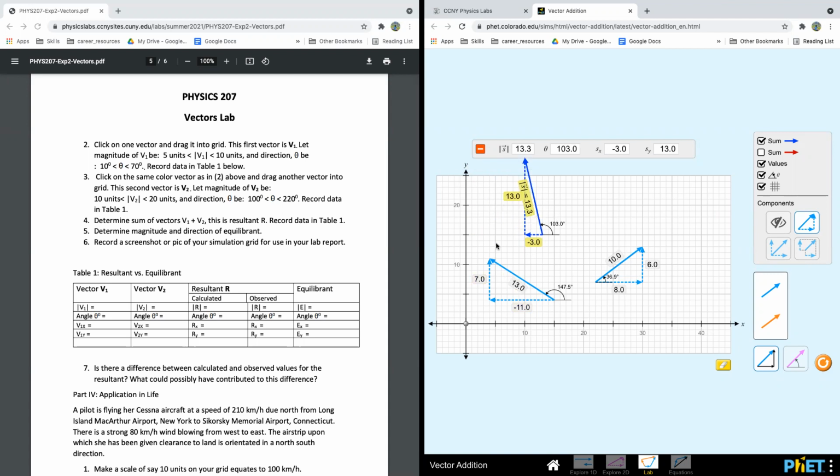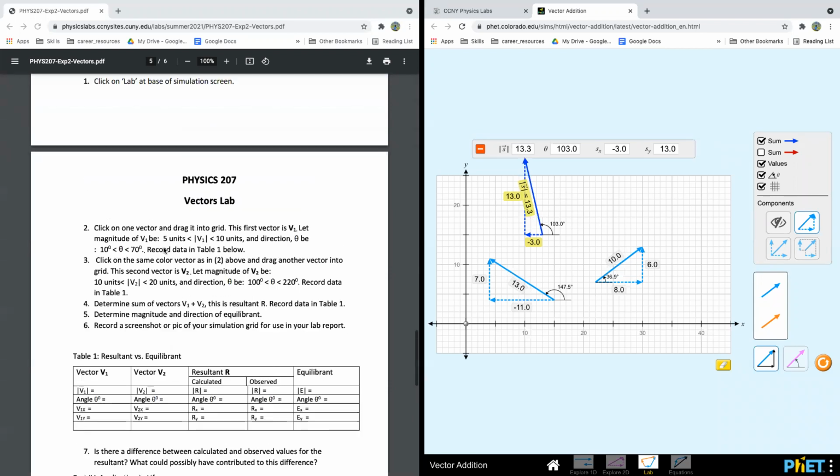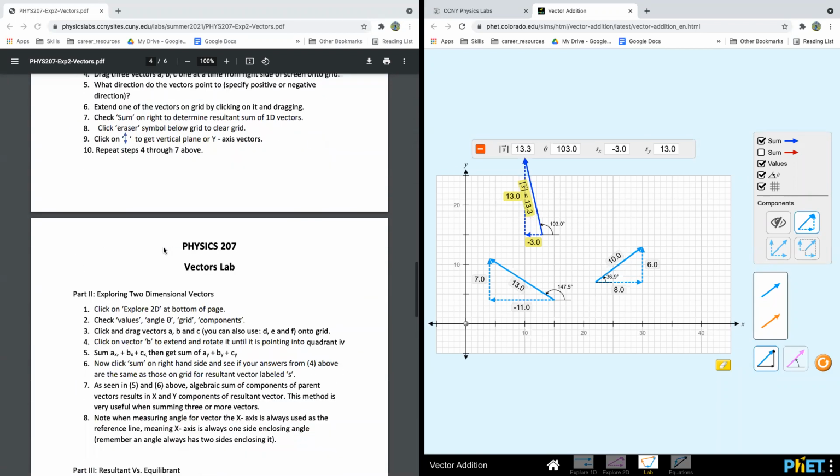So the observed R is 13.3. You just put the number here. The angle is 103, and you put the angle here, and Rx and Ry you just put here. So this is what you observe from the drawing board. But how do we calculate them? The way we calculate is by using the equation here.